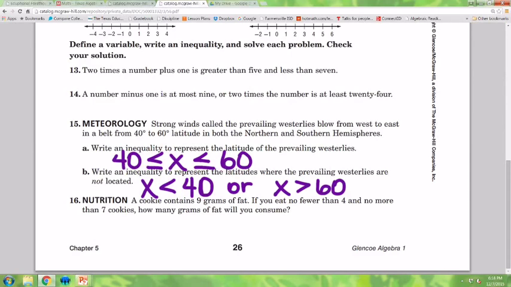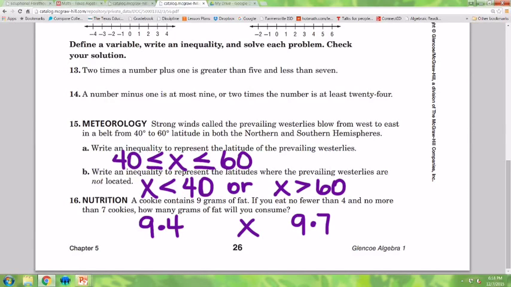Okay, so number 16 says that a cookie contains 9 grams of fat. If you eat no fewer than 4 and no more than 7 cookies, how many grams of fat will you consume? Okay, so they're saying that we're going to eat between 4 and 7 cookies. So I'm going to start with the 4. And since we said they are 9 grams of fat each, that's going to be 9 times 4. Then I'm going to put my x. I'm going to leave a space. And then the most cookies that we would eat is 7 cookies. So that's going to be 9 times 7.